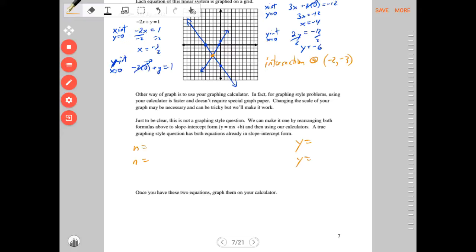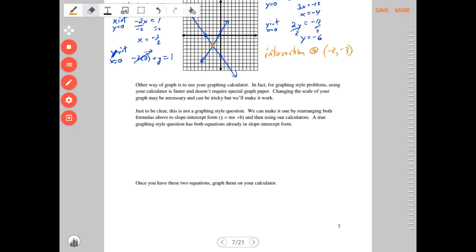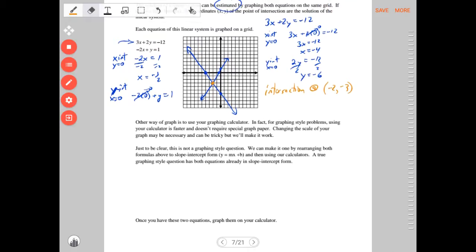So what I want us to do now is let's just play a game. Let's take those two formulas above and turn them into y equals mx plus b. Let's just have a quick look and we'll play. Okay, so let's see. We'll have 3x plus 2y equals -12.